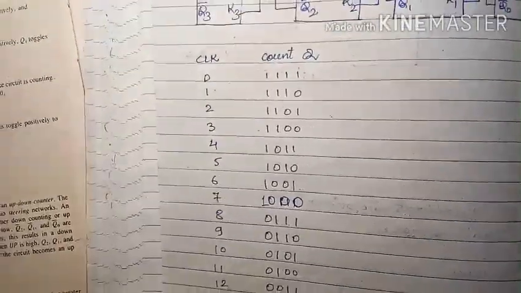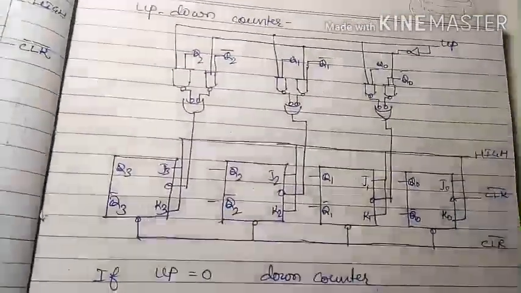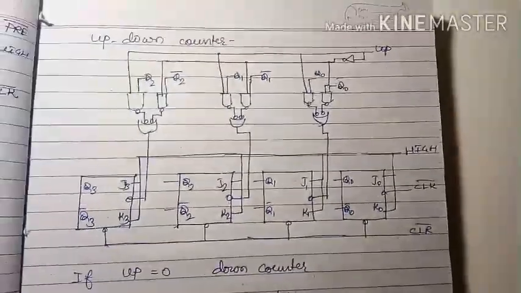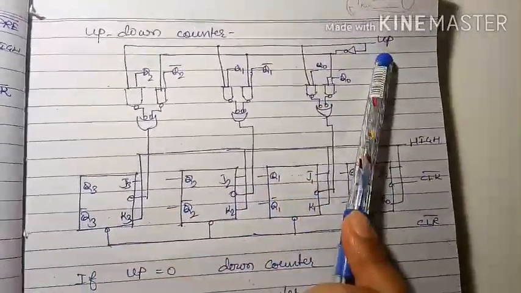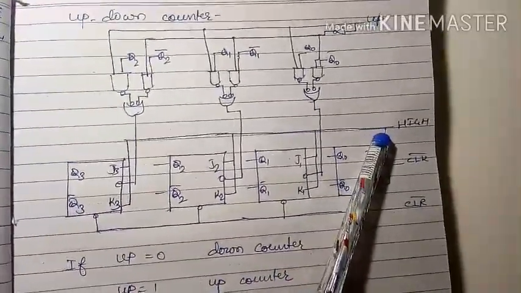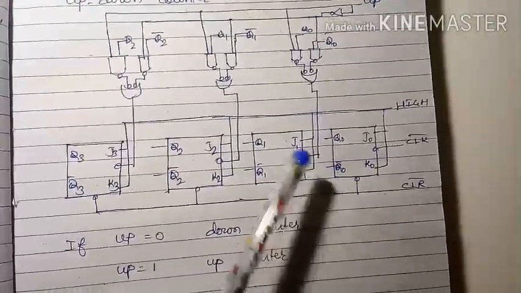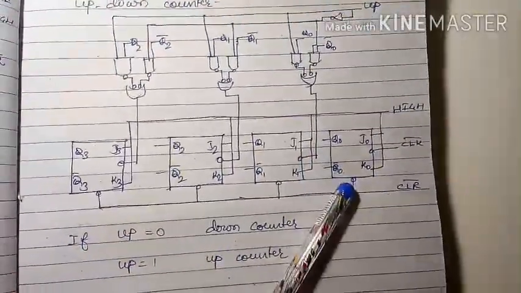Now we can use the same counter as either an up counter or a down counter. Such a counter is known as an up down counter. You can see the up down counter here. This is the circuit of the up down counter. Here is a control signal, up. If up is equal to 0, then the circuit acts like a down counter. If up is equal to 1, the whole circuit will act as an up counter. Up is 0, down counter; up is 1, up counter.